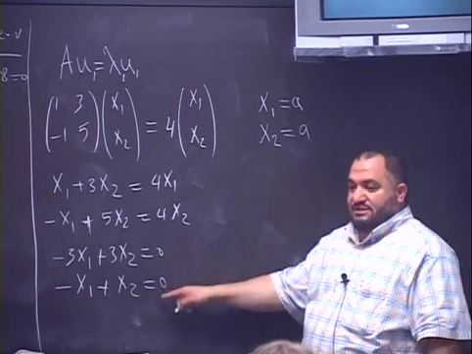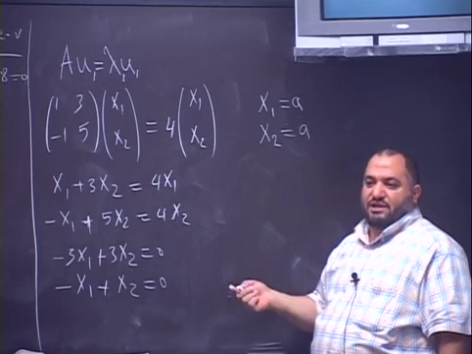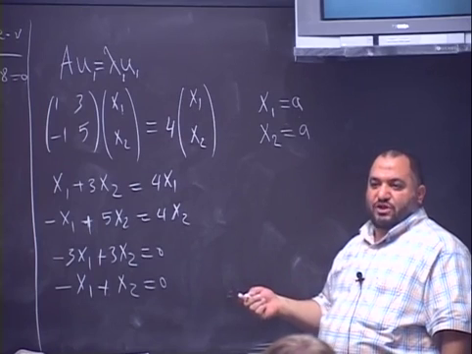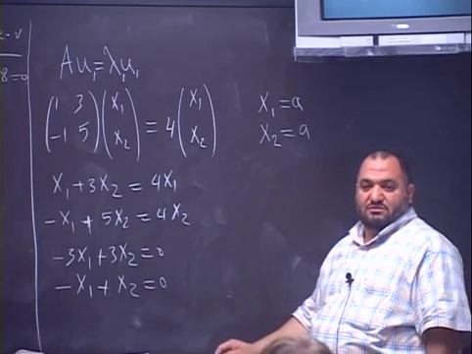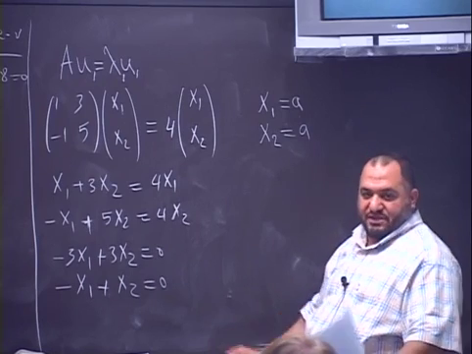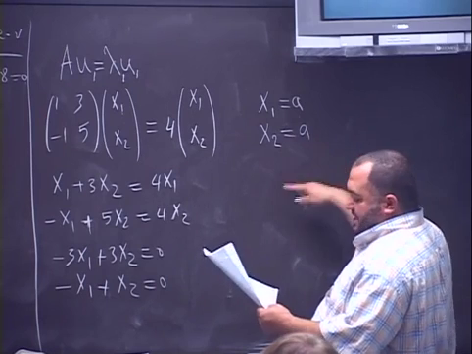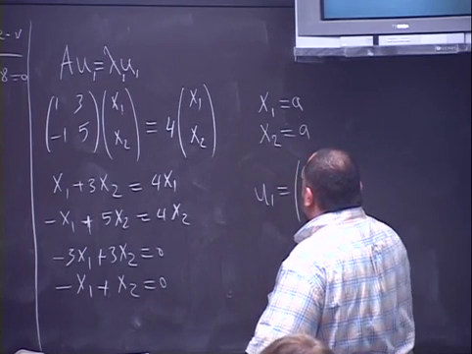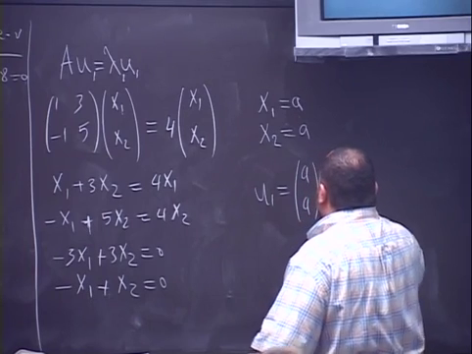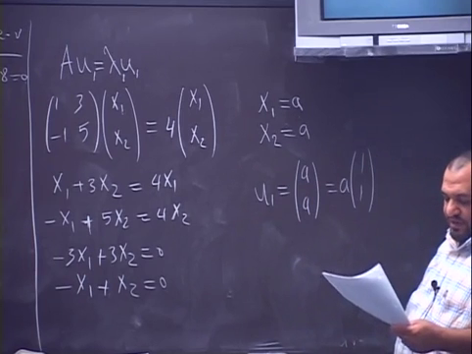If this is not a homogeneous equation, if it is, let's say, an inhomogeneous equation, and I have two separate equations, I will have what? I have distinct values. So this is x1 is a and x2 is a. So what's u1? a and a. So it's a multiplied by 1 and 1.